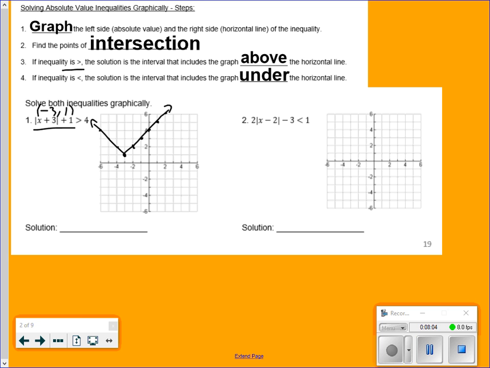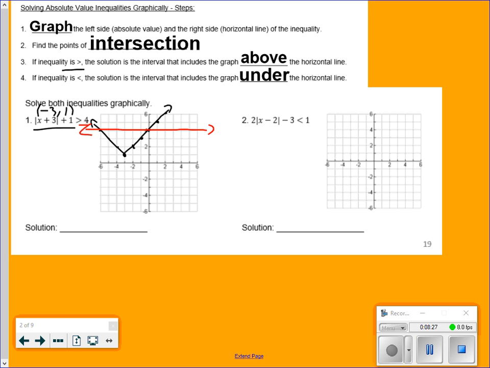Okay? So that's the left side of the inequality. And now we're going to do the same thing to the right side, which is at 4. Remember, that's the horizontal line right at 4. And that's what we get. And so far, it's the same exact thing we've always done, right? We're graphing the same exact way, treating both sides of the inequality separately. We graph them both separately, and this is what we get.